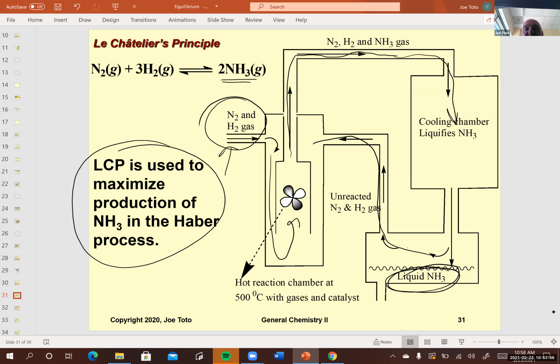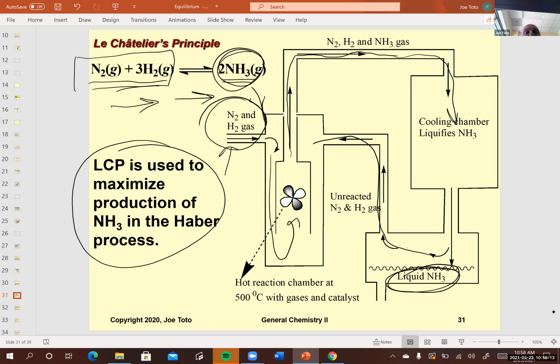So in this process, you see what they've done is keep the concentration of the reactants as high as possible, which makes the reaction shift to the right, while at the same time siphoning off the product, which also makes this reaction shift to the right. And that's how they produce ammonia, using the concept of Le Chatelier's principle.